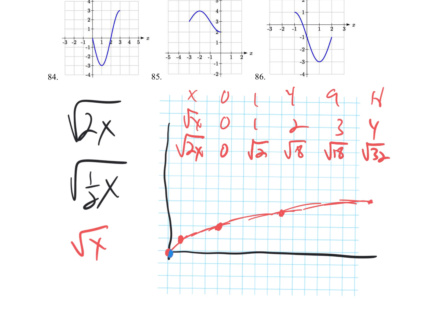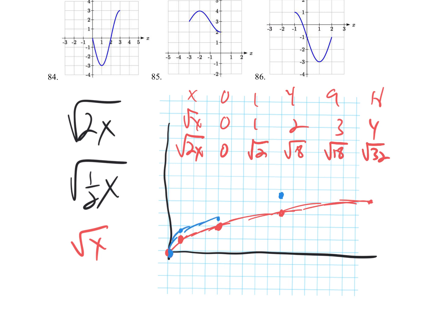At 0, 0, and 1, x equals 1, the square root of 2, and then x equals 4, which is square root of 8, and the square root of 8 is between 2 and 3, right? That's this side. And then the square root of 9, and the square root of 18, that's going to be between 4 and 5. So that's the thing right here.